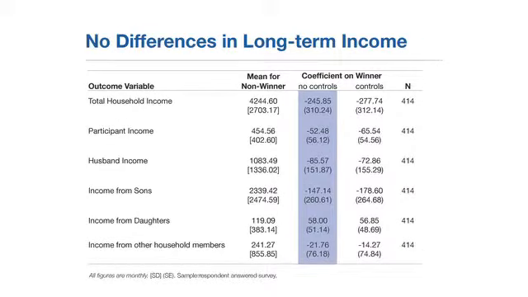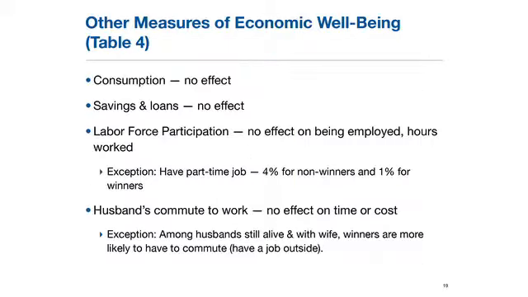Okay. So we don't see, surprisingly, any differences between winners and non-winners in terms of income, and we're looking at total household as well as the individuals within the household. There's no difference long-term in income. And when we look at other measures of economic well-being, such as consumption, savings and loans, labor force participation in terms of being employed or hours worked, or husband's commute to work, we either see no effect or no important effect in these areas, right? So long-term, there's no impact of getting a better house on the periphery of your economic opportunities in this case.